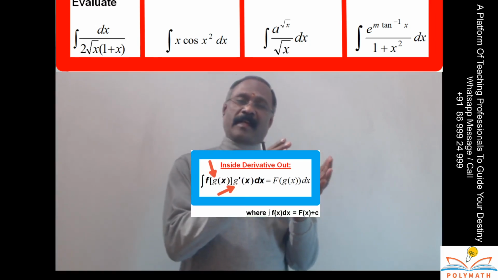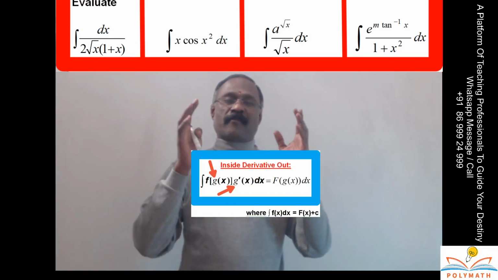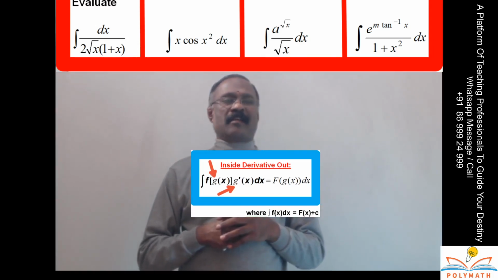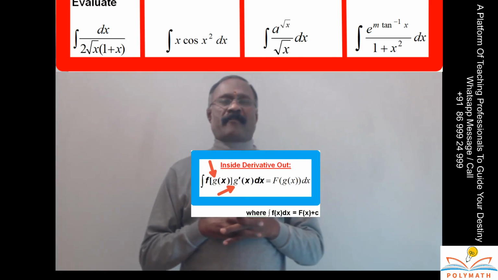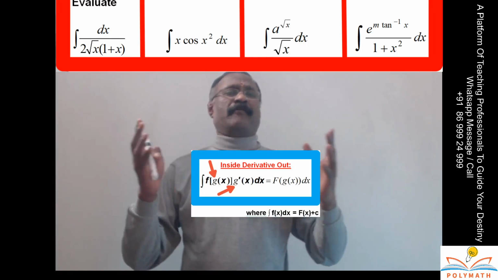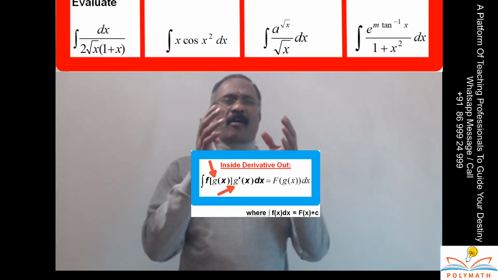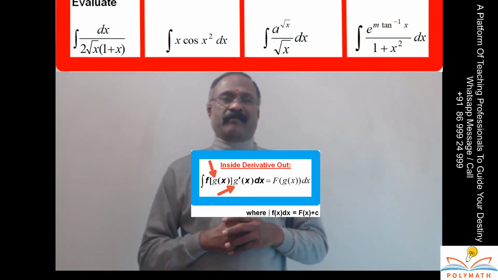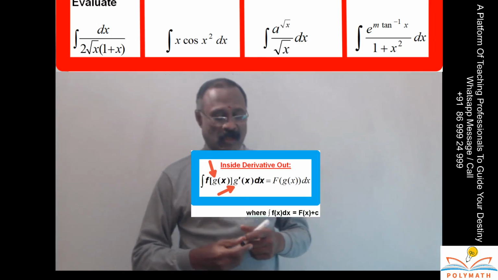F of g of x, the inside function, its derivative lies outside. Wherever you come across such a function, it is very easy to write the derivative. It is simply f of g of x dx, where small f of x integral is nothing but capital F of x. So whenever you see f of g of x into g dash x, consider the integral as f of x only. Then you can avoid the substitution.